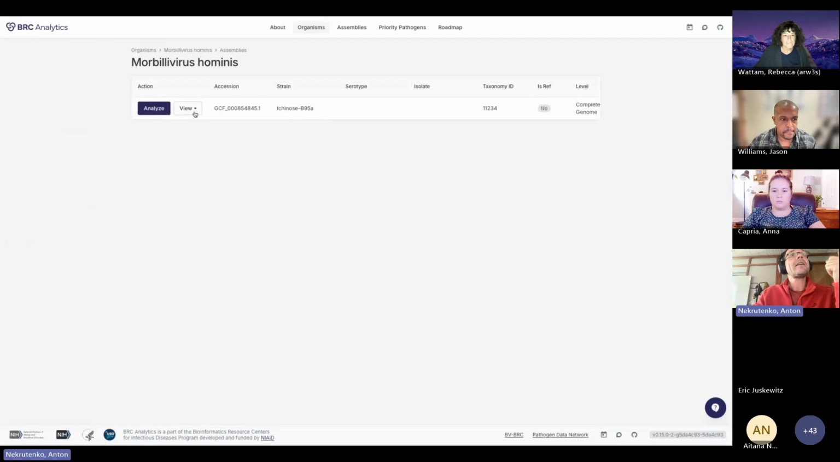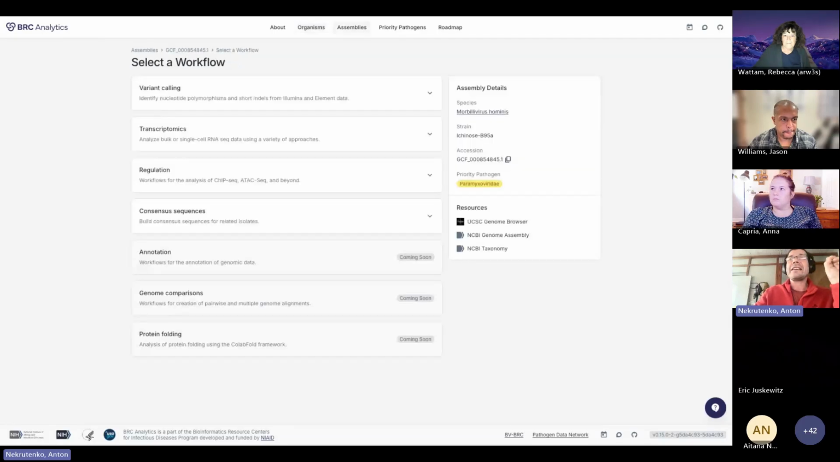That's the assembly. BRC Analytics provides you an opportunity to look at the assembly in the browser, go to NCBI datasets, look at taxonomy, all these things, but that's not the killer feature here. The killer feature here is this analyze button. Again, what I'm trying to show you here is a surveillance example. In a surveillance example, you have samples from multiple individuals across geographic locations, times, whatever.